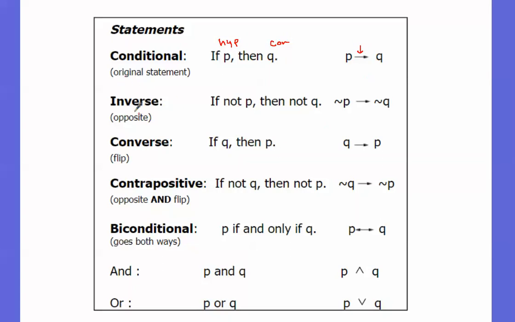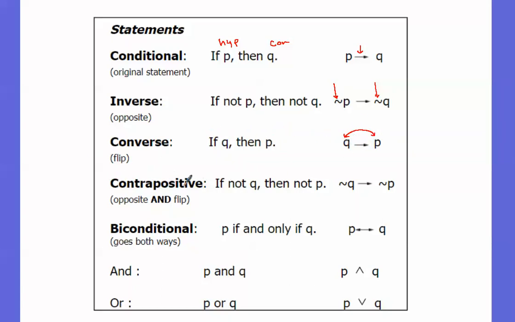The inverse, or the opposite meaning, would be if not P, then not Q, or the opposite of P, shown by the tilde, then the opposite of Q, again shown by the tilde. The converse statement would reverse the letters. So if Q, then P. Notice that the letters have been reversed from the original, or the conditional statement. The statement is kind of flipped.